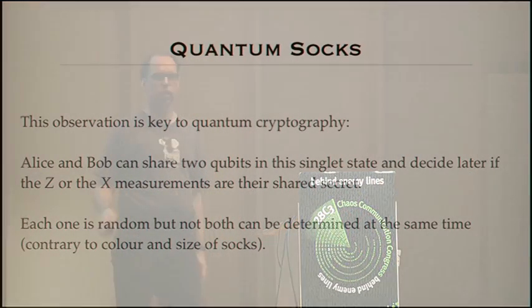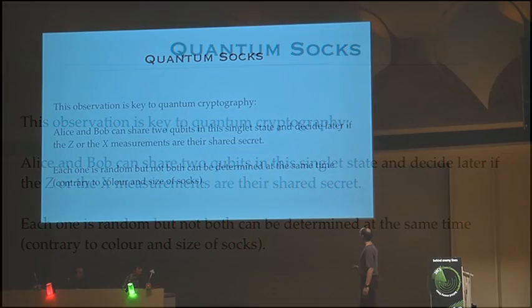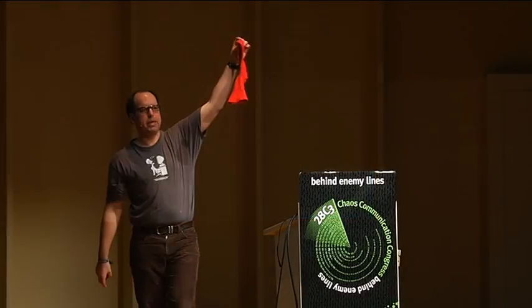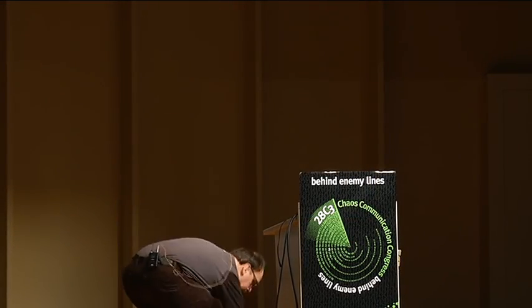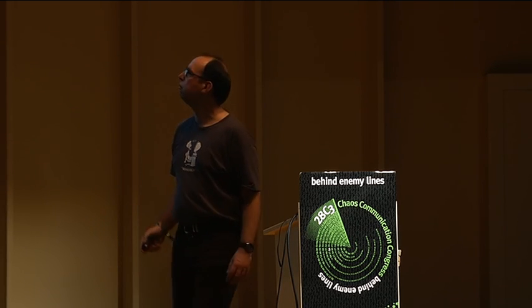Okay? And each one is random, but they cannot be both determined. So, because they have the choice of either measuring X or Z, until they do the measurement, it's random. And that is what helps against eavesdropping. Each one is random, but both cannot be determined at the same time. And that's different from the two measurements I can do on my socks. I can determine that this is a red big sock, and this is a red little sock. I cannot say whether what the X and the Z component are at the same time.